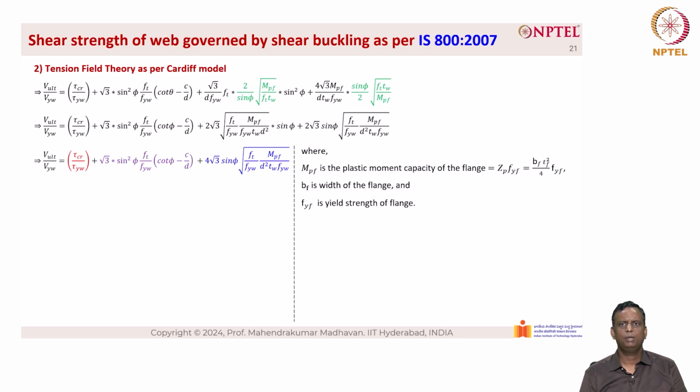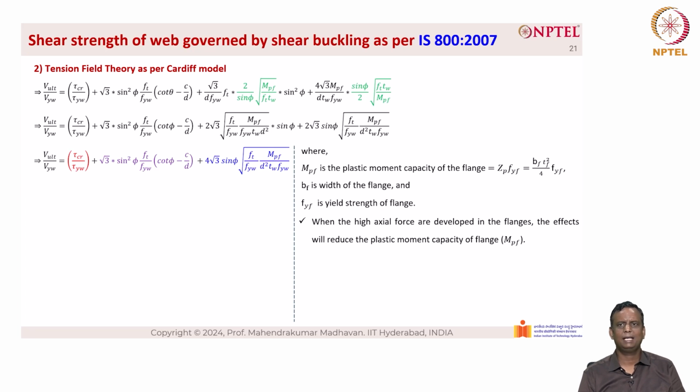Here we have MPF, the plastic moment capacity of the flanges, which is given as Zp into Fyf. Zp is the plastic section modulus multiplied by the yield stress Fyf, which is given as Bf into Tf square divided by 4 into Fyf, where B sub f is the width of the flange and Fyf is the yield strength of the flange. So when high axial forces are developed in the flanges, the effects will reduce the plastic moment capacity of the flange, because the plastic moment capacity should take care of the high axial force, and the remaining portion can be used for the contribution of anchoring the tension field band.